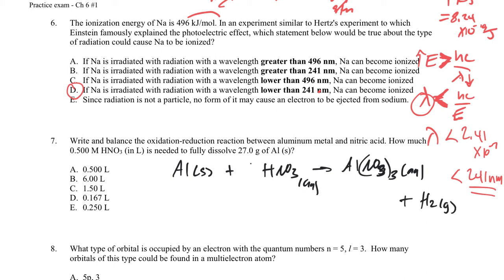If I want to balance here, I'm going to get my 3 nitrates. And then I would need 3/2 H2. So I might double everything to get rid of the fraction. So I might have 2 aluminums, 6 H+, giving me 2 Al(NO3)3s, and then 3 H2.